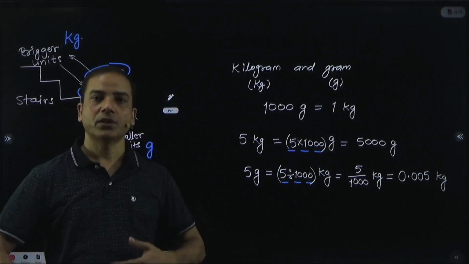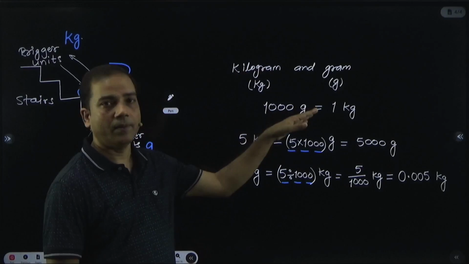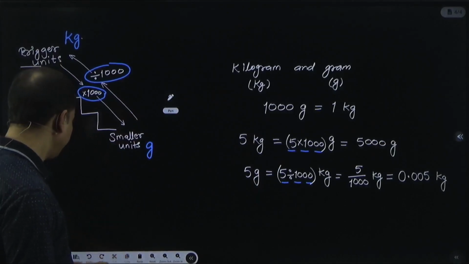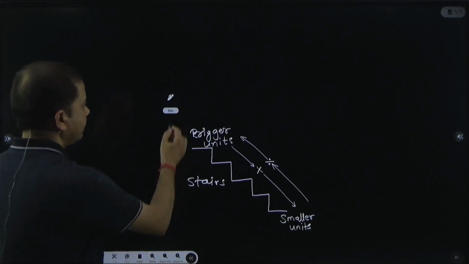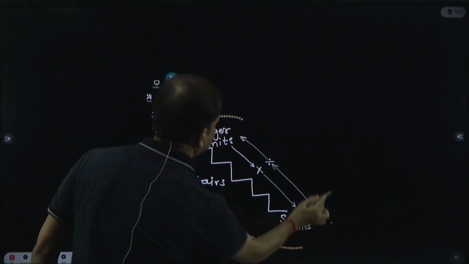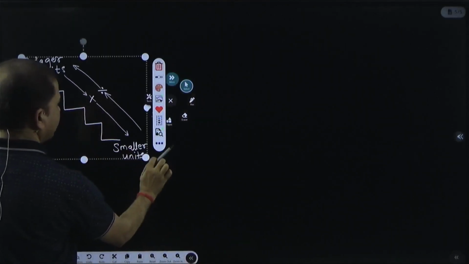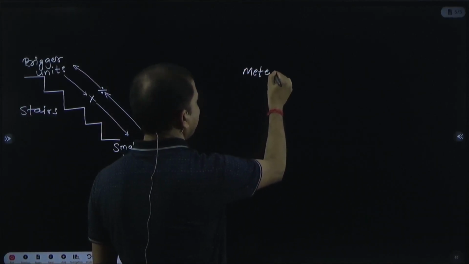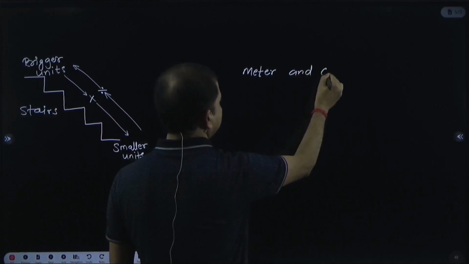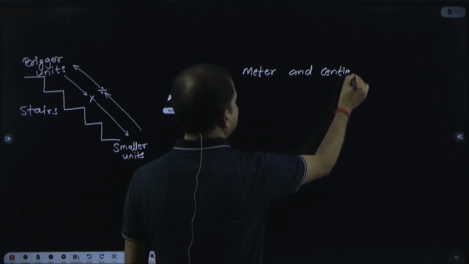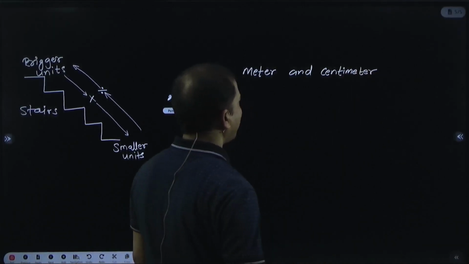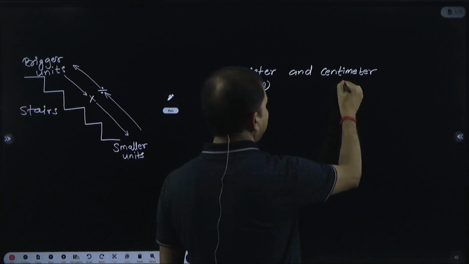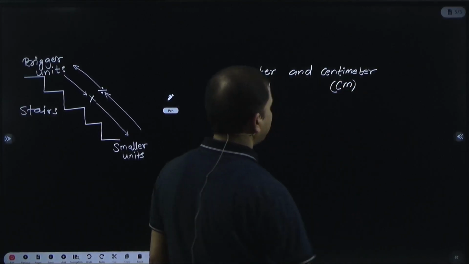I hope you understood how to change kilogram to gram and gram to kilogram. Let's take one more. And this time I am taking meter and centimeter. In short, meter is written as small letter m, centimeter as cm.